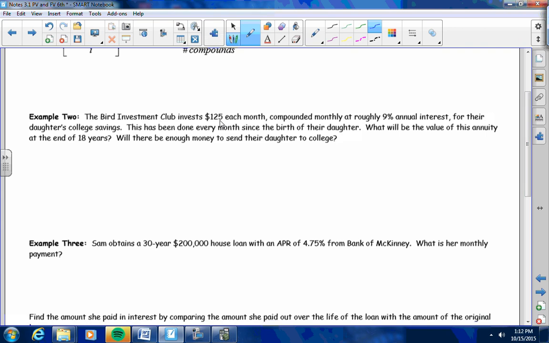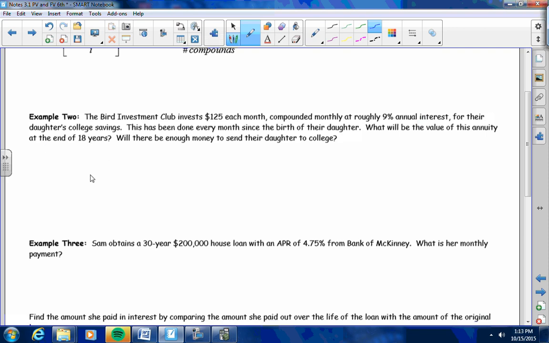Okay, so change up the numbers. It's $125, compounded monthly, 9% interest. Now, we've been doing this every month since the birth of our daughter. What will be the value of this annuity at the end of 18 years? Will there be enough money there to send my daughter to college? What do you think? Yeah, we have to make sure that we have money when she goes to college. So, are we going to have enough? Just give me a guess. $125 every single month. Okay, let's see.